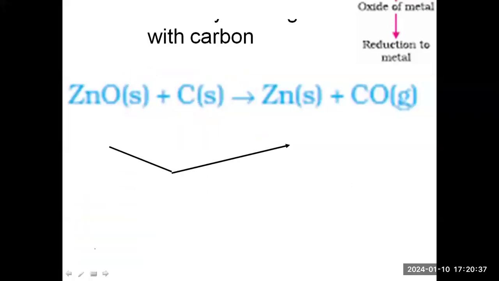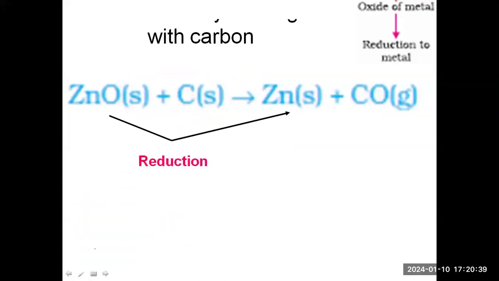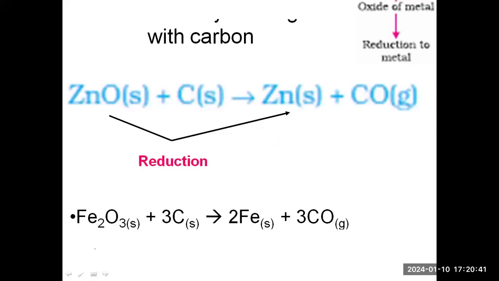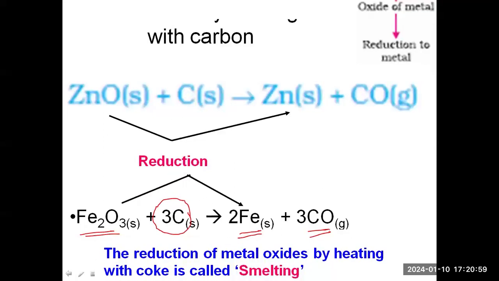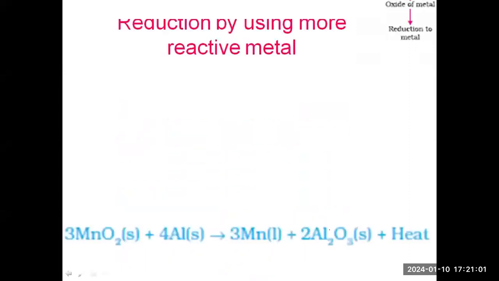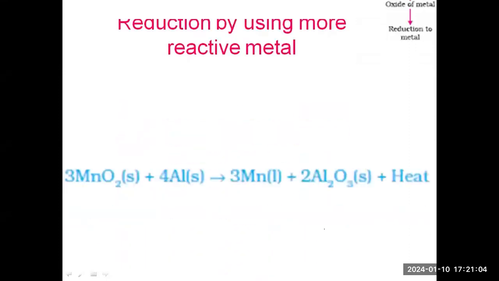Now, both are taking place here, reduction and oxidation. We can see another equation also for the same group. Iron belongs to the same category. Carbon is being used here to reduce it to iron and carbon monoxide. So reduction is taking place here, right? Now, if we use another more reactive metal, like here we can see an example of manganese dioxide.